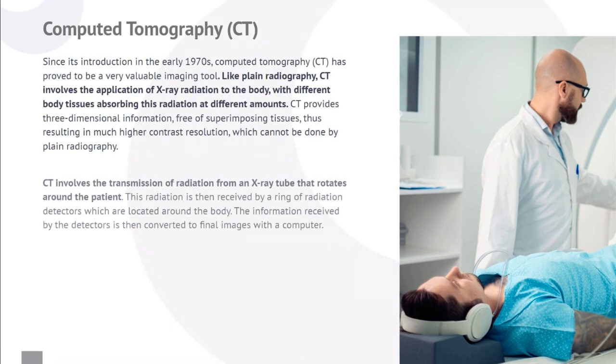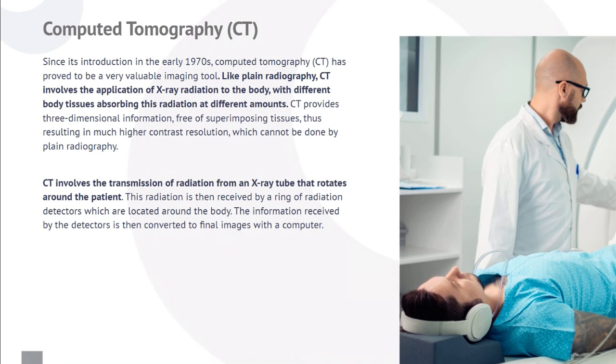Computed tomography, CT. Since its introduction in the early 1970s, computed tomography, CT, has proved to be a very valuable imaging tool. Like plain radiography, CT involves the application of X-ray radiation to the body, with different body tissues absorbing this radiation at different amounts. CT provides three-dimensional information, free of superimposing tissues, thus resulting in much higher contrast resolution, which cannot be done by plain radiography.